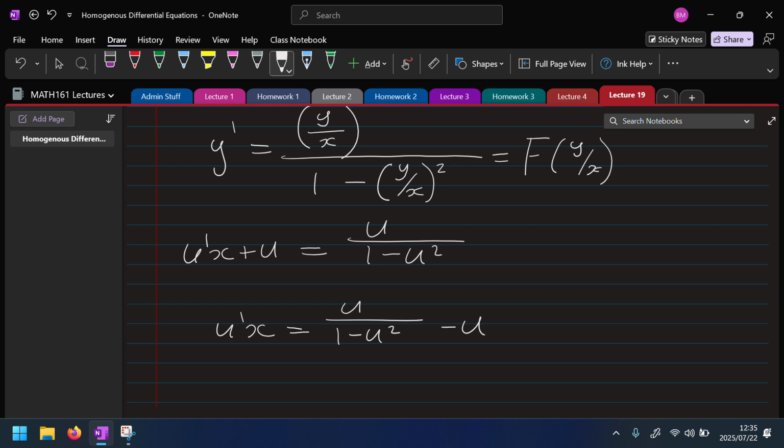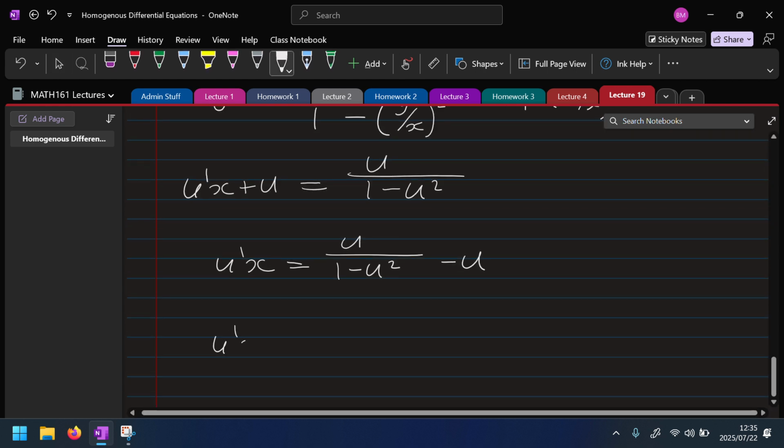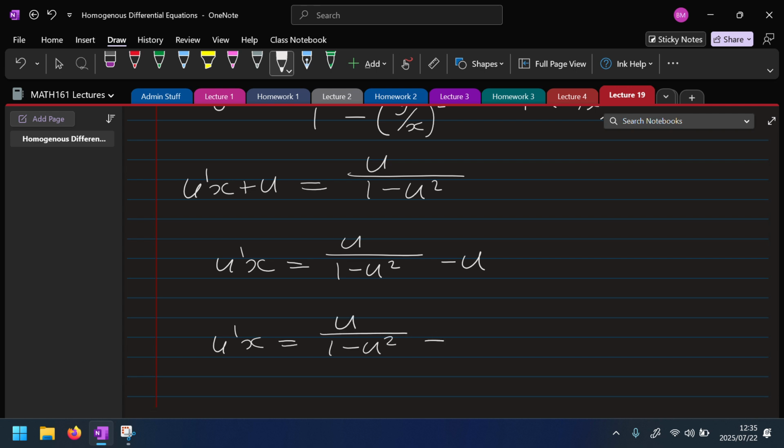Okay, so on the right-hand side, we have a fraction minus u. Let's try to get the denominators the same so we can add the fractions together. So we're going to have u prime x is equal to u over 1 minus u squared minus. Now we want these two fractions to have the same denominator. So it's going to be u times 1 minus u squared over 1 minus u squared. Okay. Now they have the same denominator. We can then combine them.